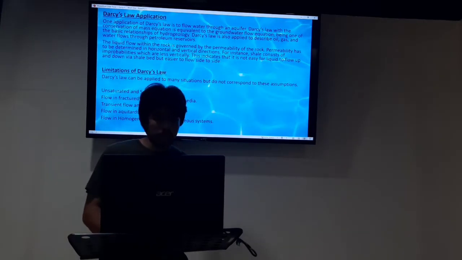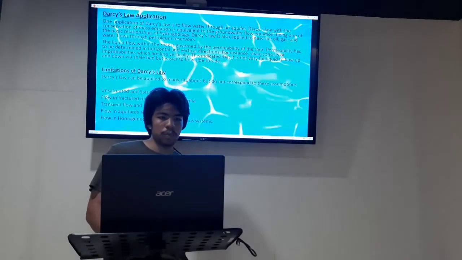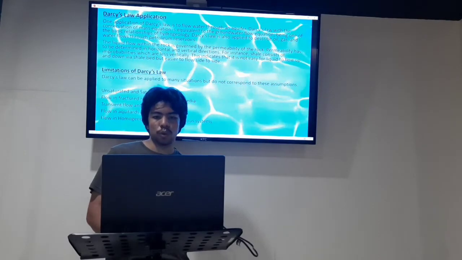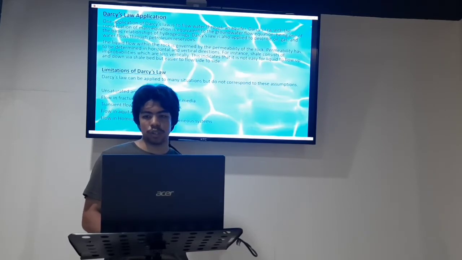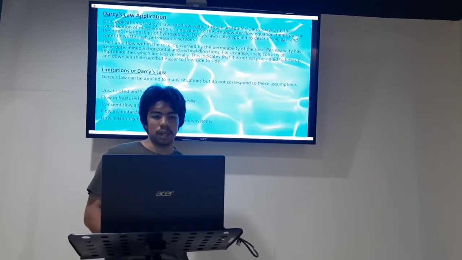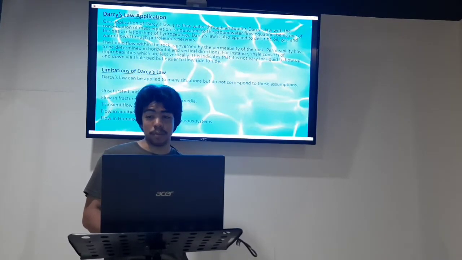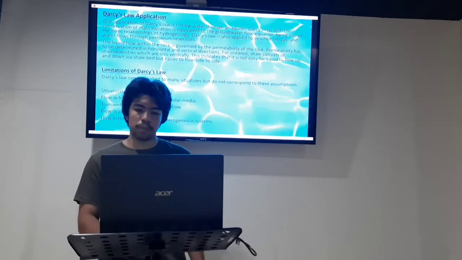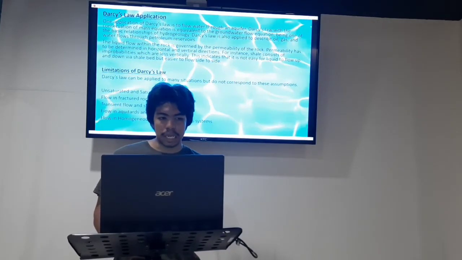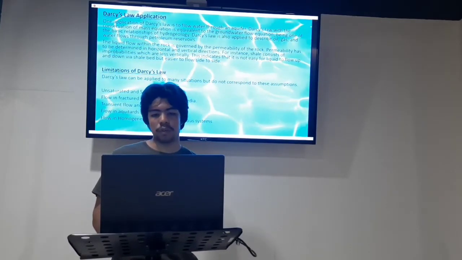So, next. Darcy's law application. One application of Darcy's law is to flow water through an aquifer. Darcy's law, with the conservation of mass equation, is equivalent to the groundwater flow equation, one of the basic relationships of hydrogeology. Darcy's law is also applied to describe oil, gas, and water flows through petroleum reservoirs. The liquid flow within the rock is governed by the permeability of the rock. Permeability has to be determined in horizontal and vertical directions.